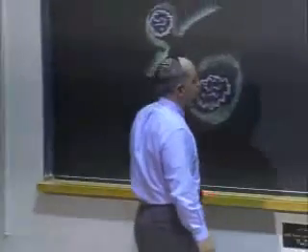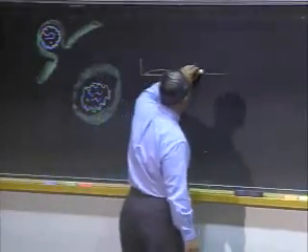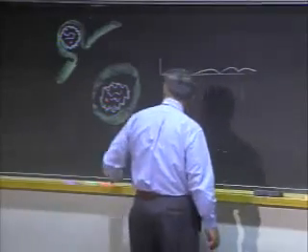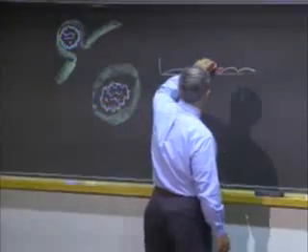Now, what Temin observed, several other people before him had done so, was that when he infected a monolayer of chicken cells with Rous sarcoma virus, he was able to, in fact, observe the appearance of foci of transformed cells.